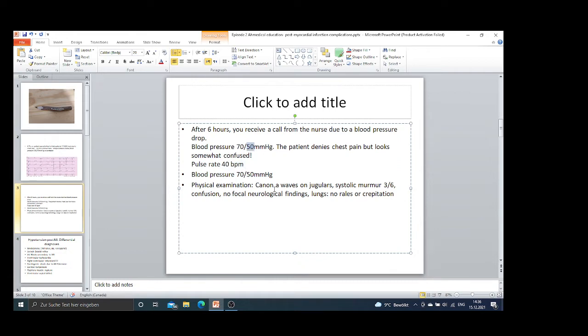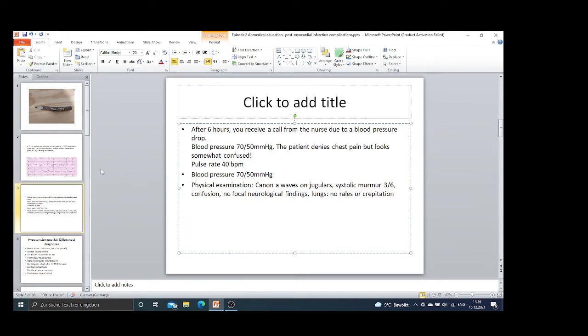The patient has no fever. Physical examination shows cannon A wave on the jugular veins. There's also systolic murmur, and the patient, like I said, is confused, and there are no other focal neurological findings. You auscultate the lung of the patient, and there are no added sounds, so the lungs are clear.